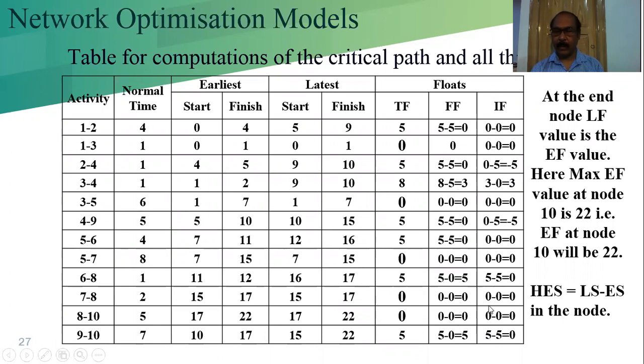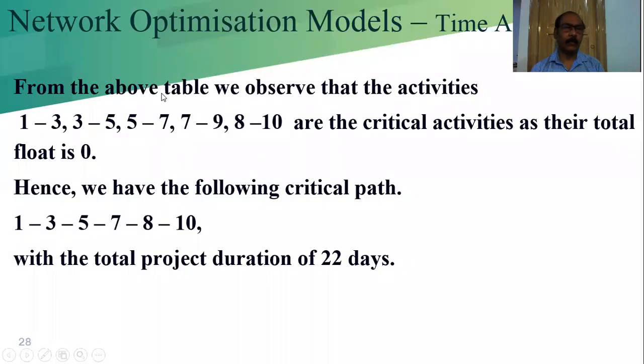That formula is shown below this. Now from that, first we find out the critical path and critical activity. Now from the above table we observe that the activities 1 3, 3 5, 5 7, 7 8 and 8 10 are the critical activities, and there the total float is 0. Hence we have the following critical path: 1 3, 3 5, 5 7, 7 8 and 8 10.